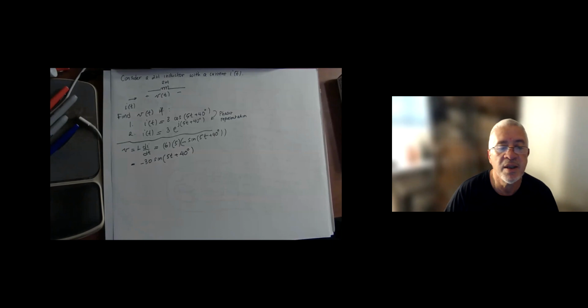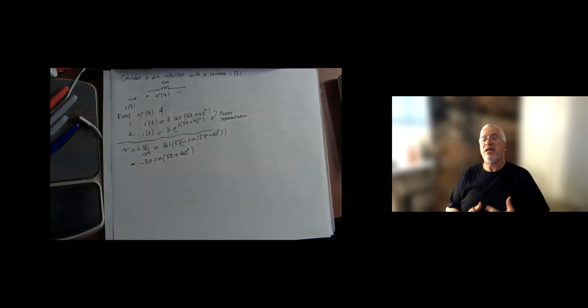Okay, so that's what we have here. All right, so we're going to do two things to put things in context here. The Phasor method is really in relationship to the cosine function, not the sine. So I'm going to convert that sine to a cosine, and I can do that by subtracting 90 degrees from the angle. So it's minus 30 cosine 5t plus 40 degrees minus 90, which is minus 30 cosine 5t minus 50 degrees, okay?